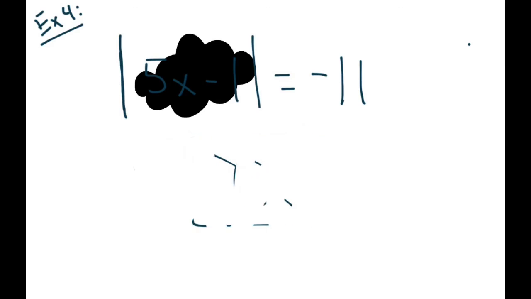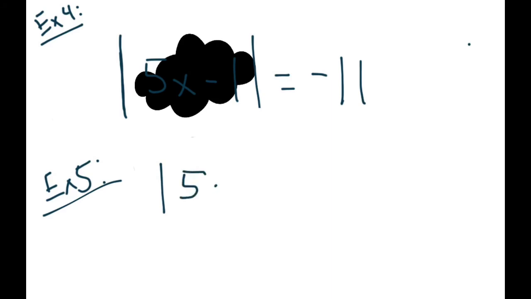Okay, so now I'm going to cover this one. I'm going to erase this here. But now I'm going to change this one, or I'm going to write up an example number 5 now. Okay, example number 5. Absolute value of 5x minus 1 equals 0.